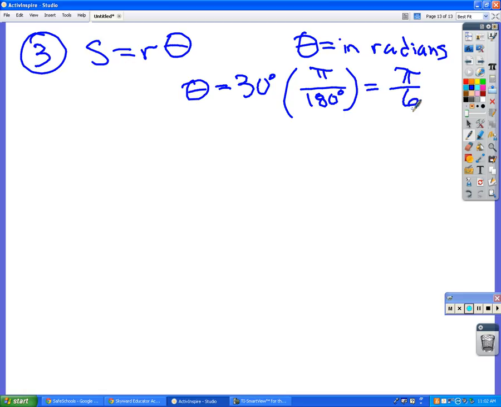And so the arc length is just going to be 12 times pi over 6, which is 2 pi.